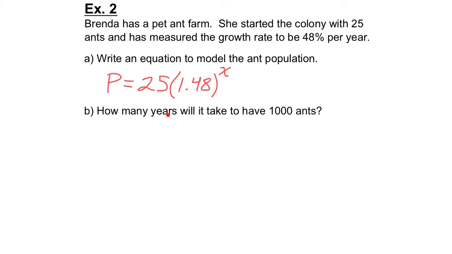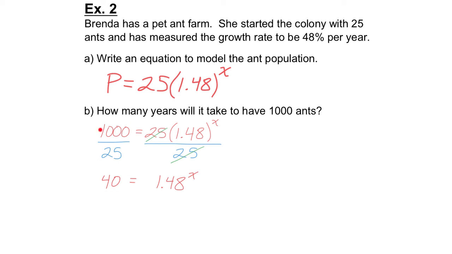How many years, so we're solving for x, will it take to have 1,000 ants? So I know P is 1,000. So I can write my equation. Now I'll have to divide both sides by 25. 1,000 divided by 25 is 40. The 25s cancel each other out, so I'm left with 1.48 to the exponent x. So I have 40 equals 1.48 to the exponent x.